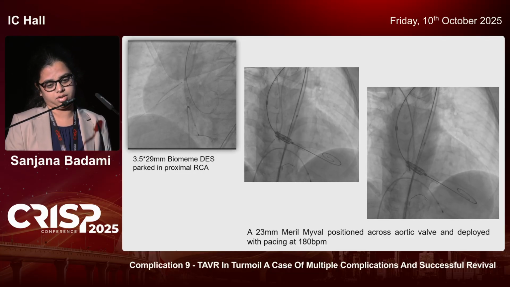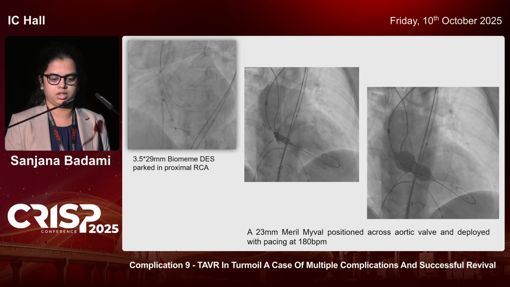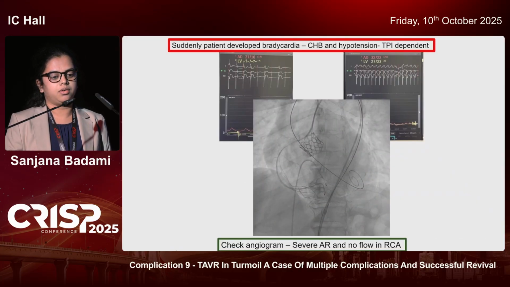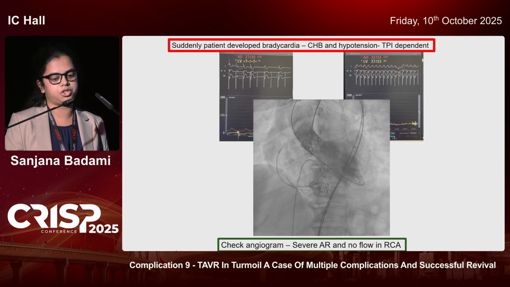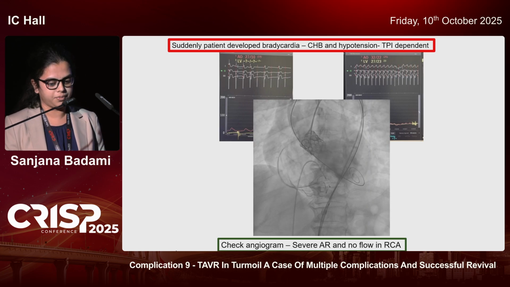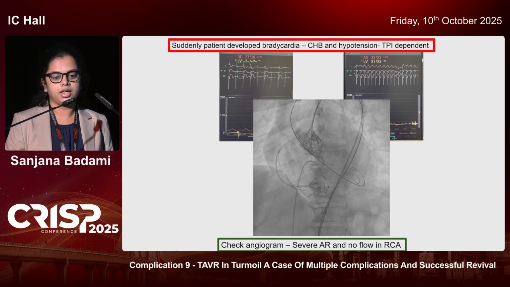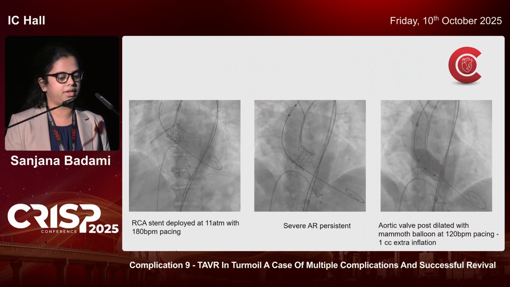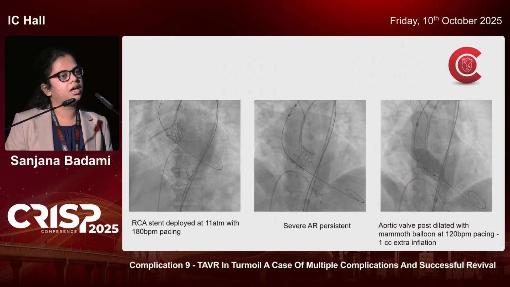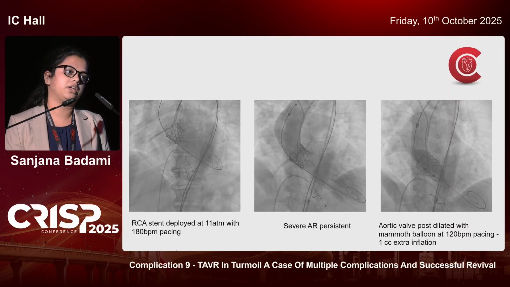Immediately after the deployment, we didn't have any time to take an injection. The patient suddenly developed bradycardia and hypotension. Of course, we did a check angiogram which showed severe free AR, and there was no flow in the RCA. Immediately, we stented the RCA. The stent was deployed at 11 atmospheres. Severe AR was persistent. We suspected frozen leaflet might be the mechanism of this severe AR.